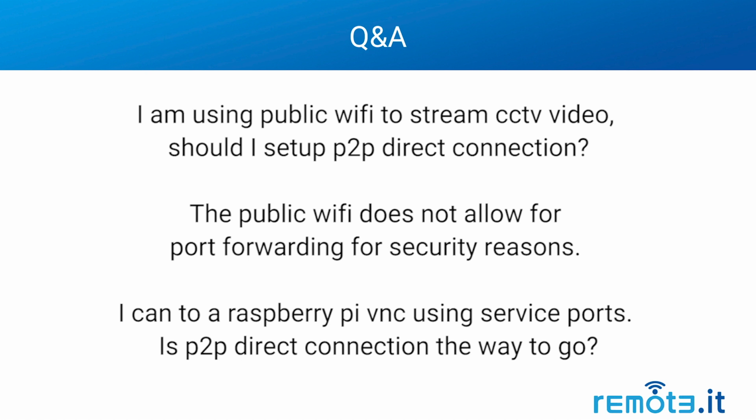Okay, the question is, I am using public Wi-Fi to stream CCTV video. Should I set up a P2P direct connection? That's the question. The public Wi-Fi does not allow port forwarding for security reasons. I can connect to a Raspberry Pi VNC using service ports. Is P2P direct connection the way to go?